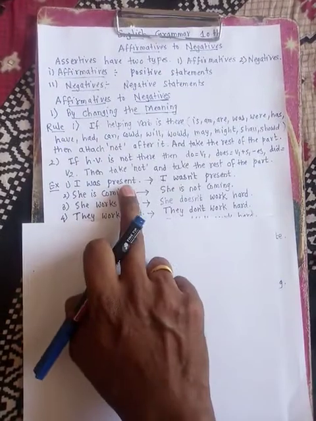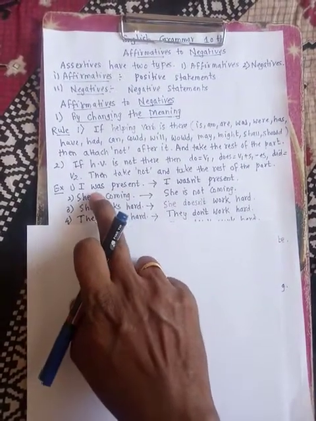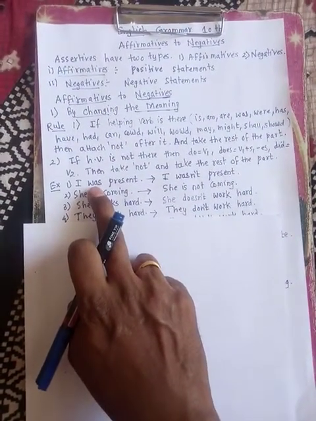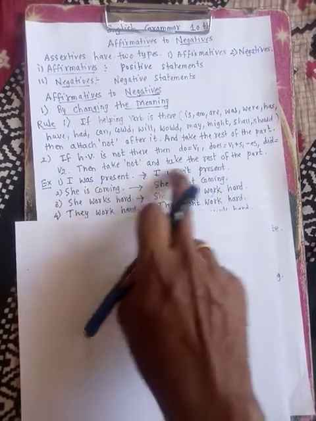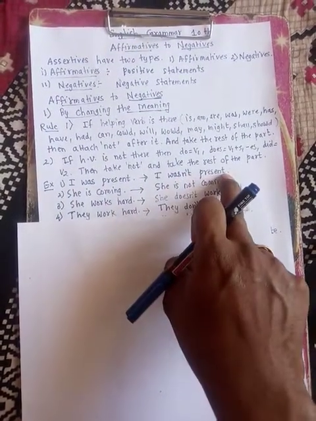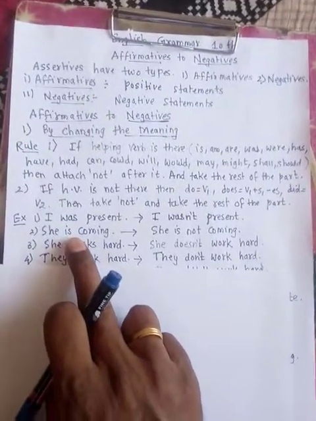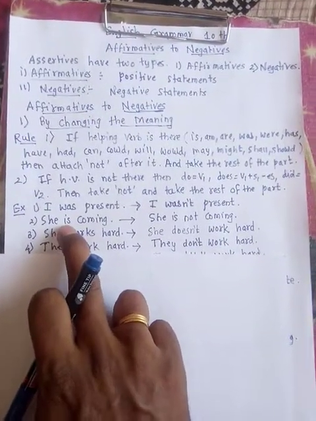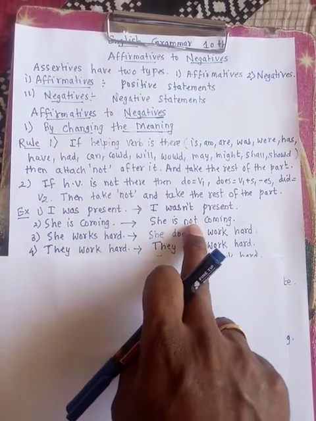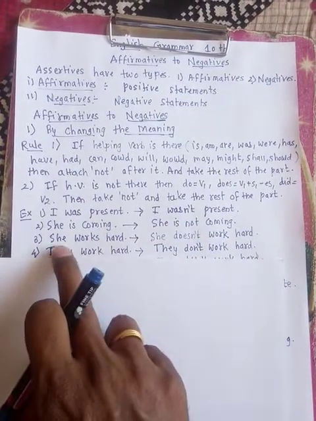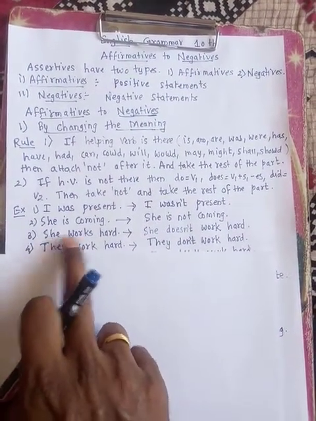So let us see the examples. See here, I was present. Now there is a helping verb was. So as per the first rule, we have to simply attach not. I was not present. She is coming. Again there is a helping verb is. So we have to simply attach not to it. She is not coming.